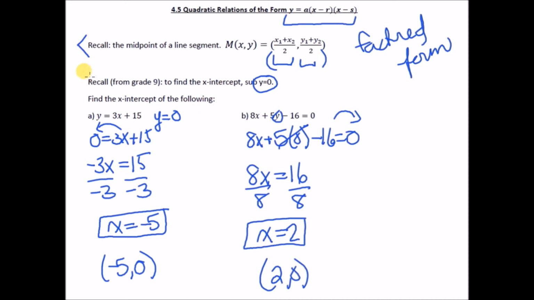We're going to work with the same concept because in all equations, it's going to be the same idea. To find the x-intercept, we still have to sub in y equals 0, regardless of whether we're working with a linear relation or a quadratic relation. So that's what we're going to take a look at now.